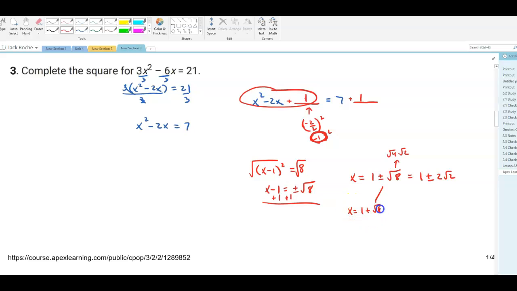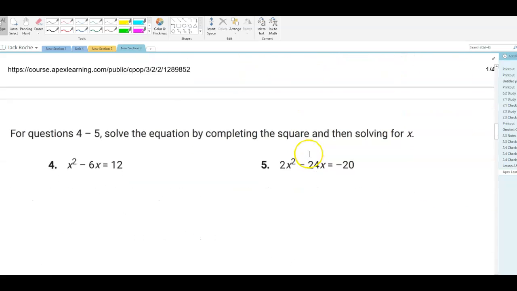1 plus the square root of 8, 1 minus the square root of 8. So this would give you 1 plus the square root of 8 is 3.8. That would be one solution. And 1 minus the square root of 8 would be negative 1.8. And those would be your two solutions. Okay.